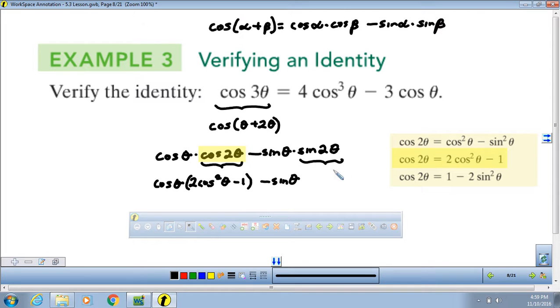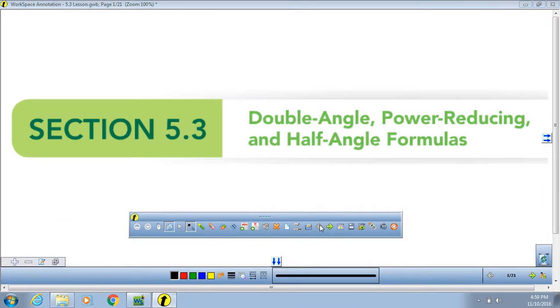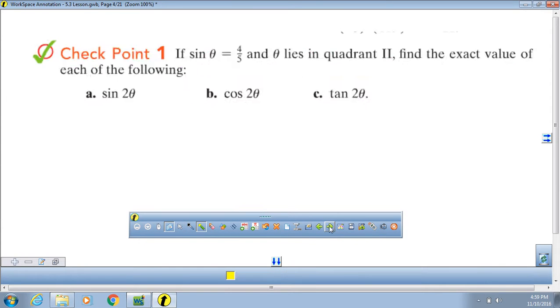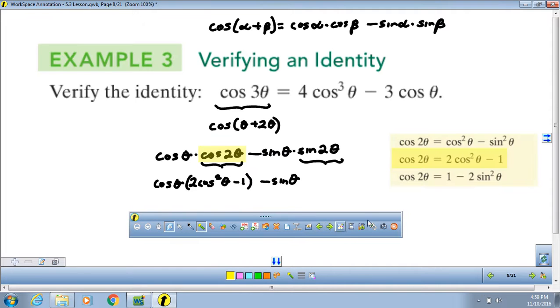you also have an identity that we can use for sine of 2 theta that I showed you first. Let me go back to it so you can see it. Sine of 2 theta right here is equal to 2 sine of theta times cosine of theta, right? So that is the identity that we can use for this one. So sine of 2 theta, we're going to rewrite it as 2 sine of theta times cosine of theta.